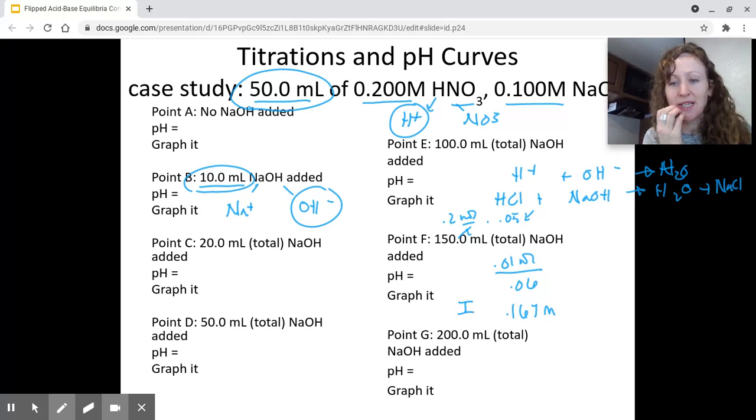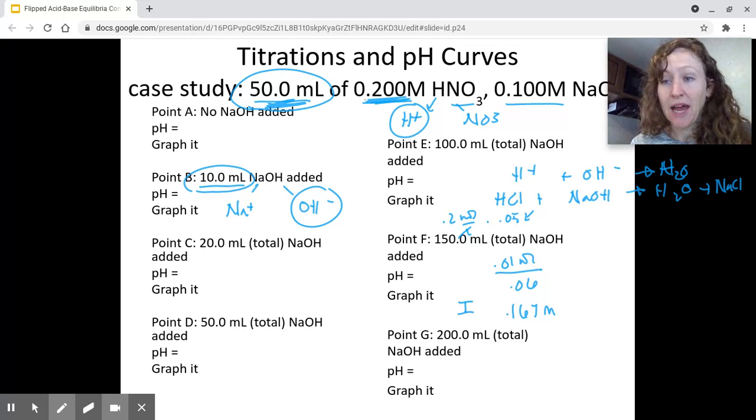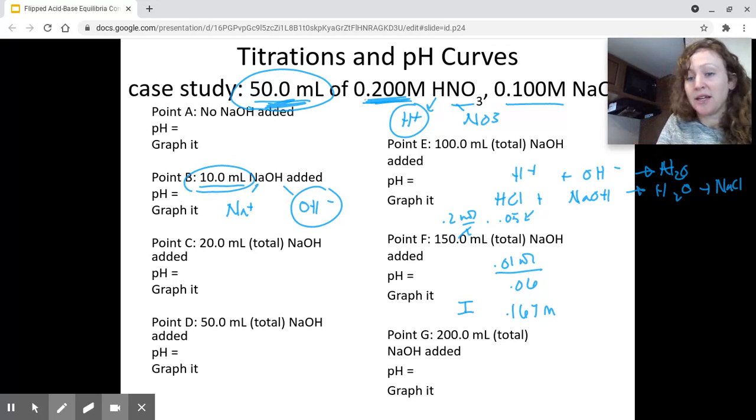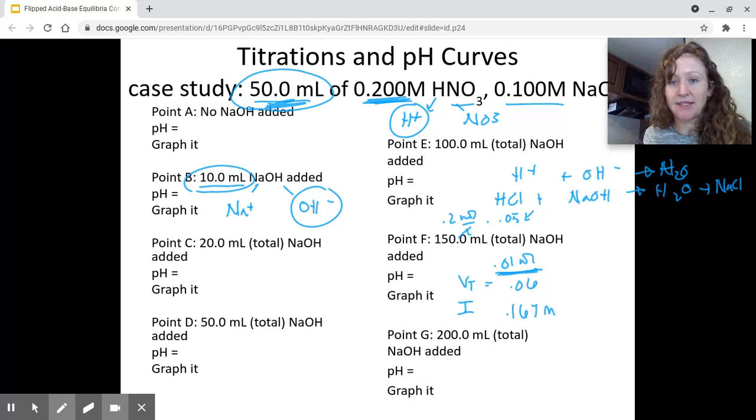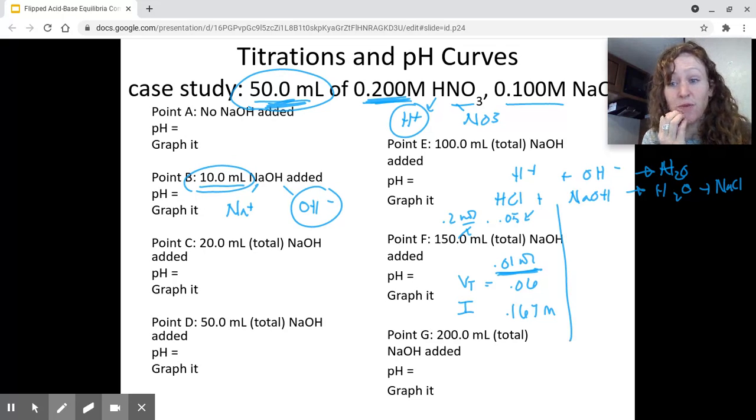So notice what I did here. I multiplied the volume and the molarity of my acid to get my moles of acid in solution, and then I divided by the total volume of the solution to get my new molarity of the acid in the solution. It's kind of a lot of work, I know. But since your volume is changing, your molarity is also going to change, and you have to take that into account. We're going to have to do the same thing for NaOH.